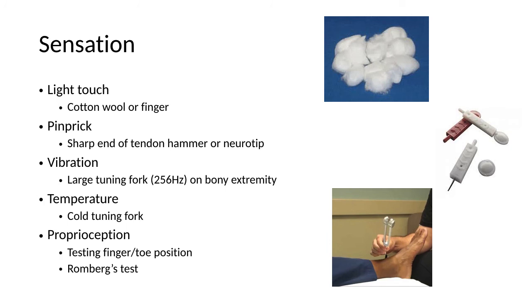The other way to do this is a Romberg's test, which is to ask the patient to stand up, and whilst you're there to make sure they don't fall over, to close their eyes and see whether they can stay standing or whether they sway excessively. Very good. The last part is coordination.